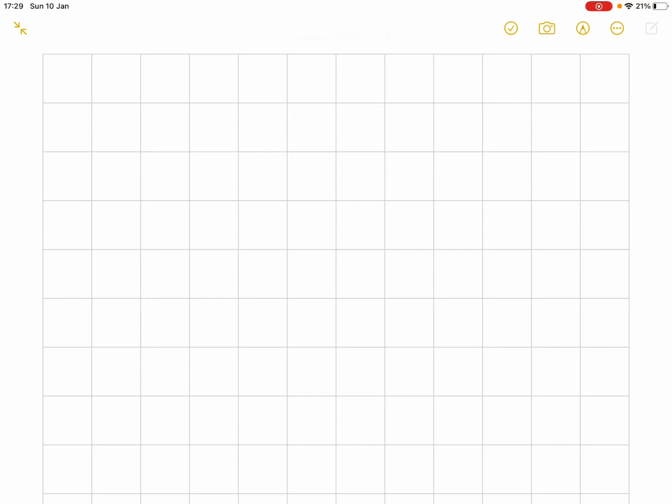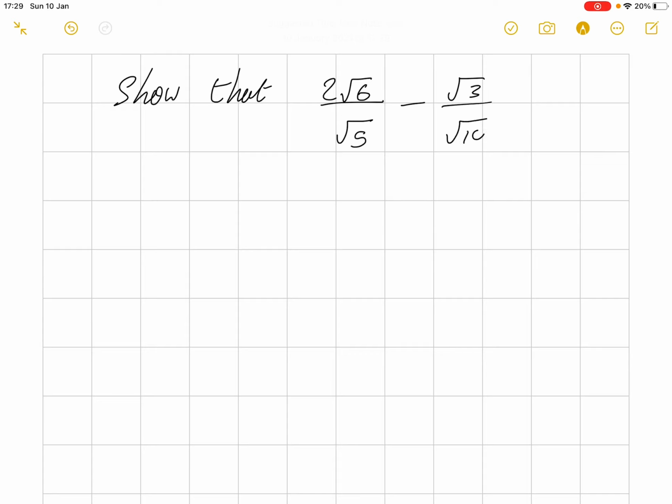Okay, so question 24. Show that 2 root 6 divided by root 5 minus root 3 over root 10 can be written as c root d over 10, where c and d are integers.